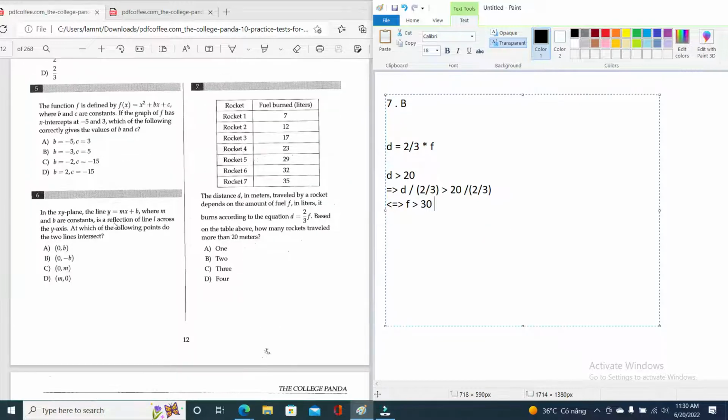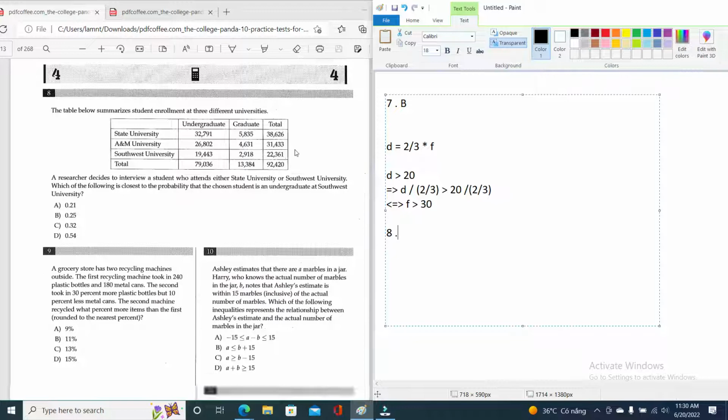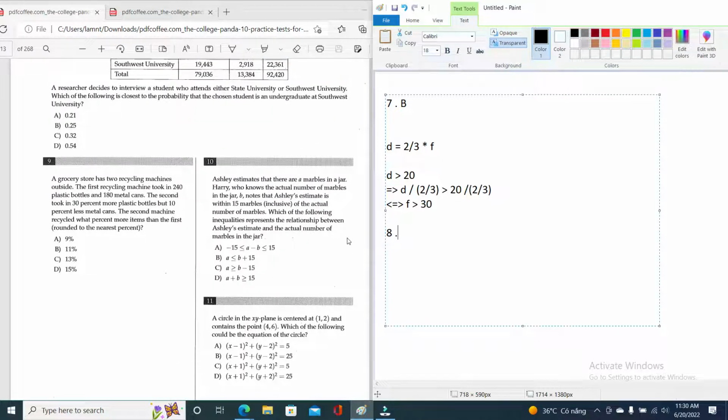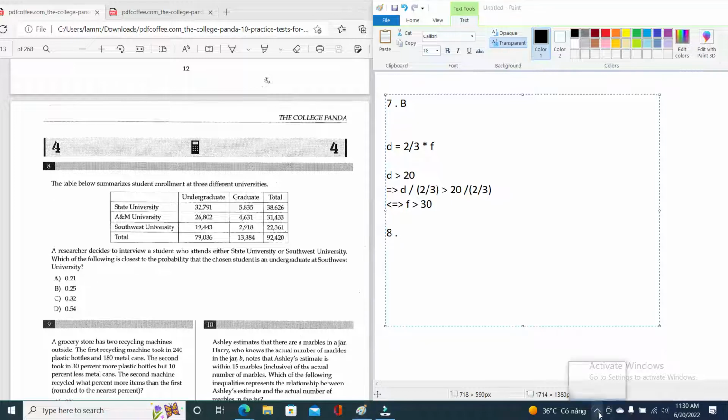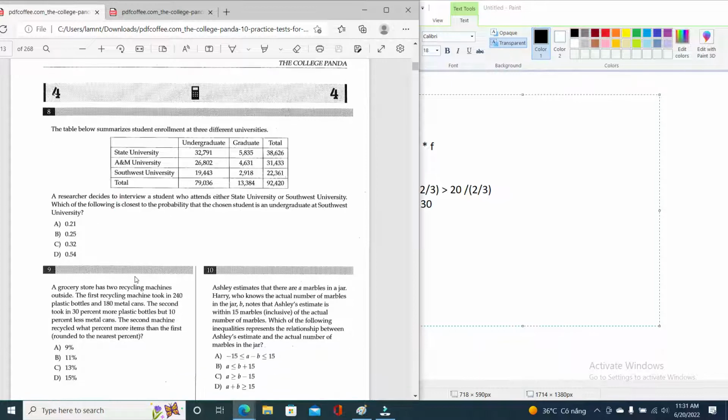All right. Number 8. Let's try number 8. The table below summarizes the students enrolled in different universities. The researcher decided to interview a student who attends either State University or Southwest University. What is the closest probability that a chosen student is an undergraduate at Southwest University?